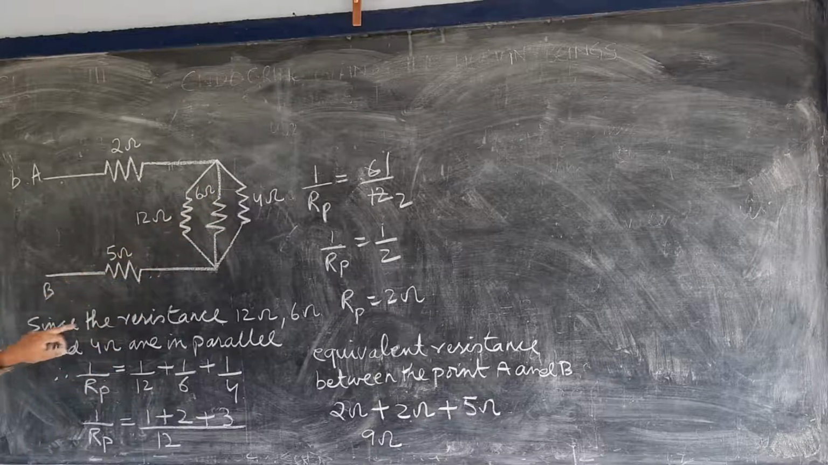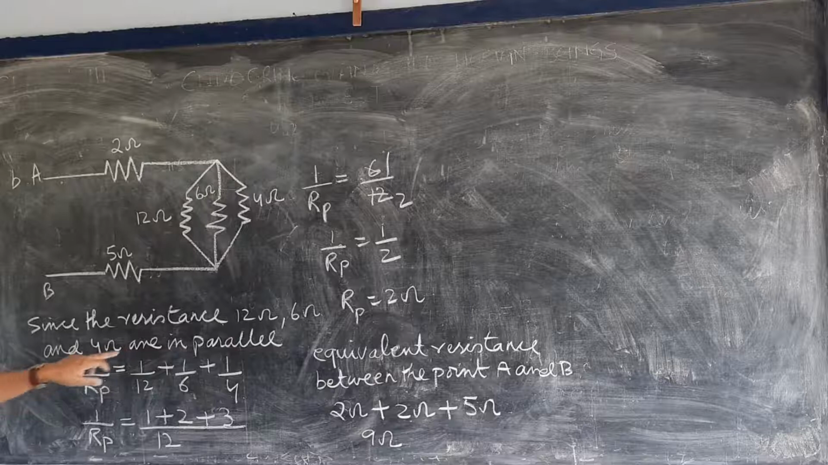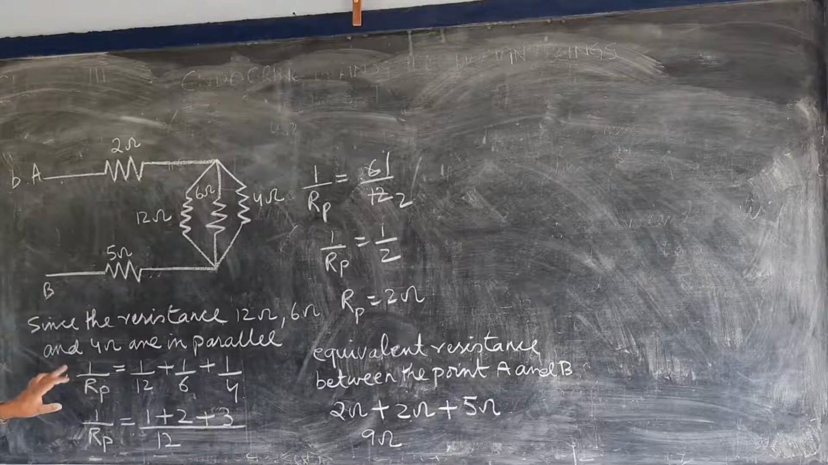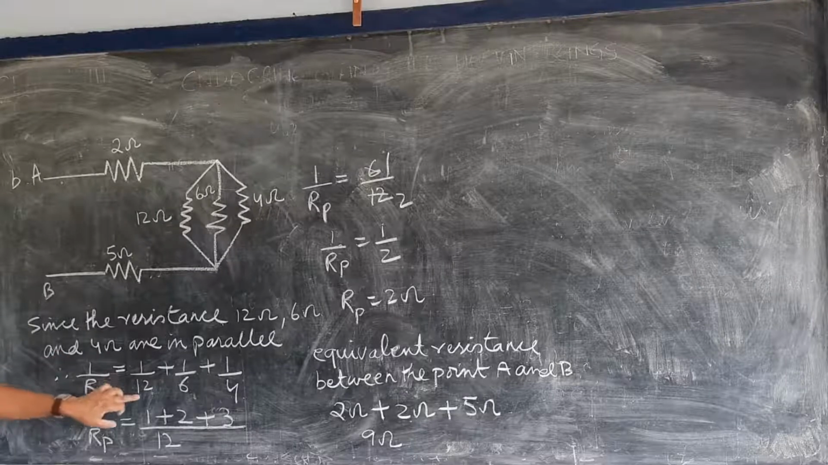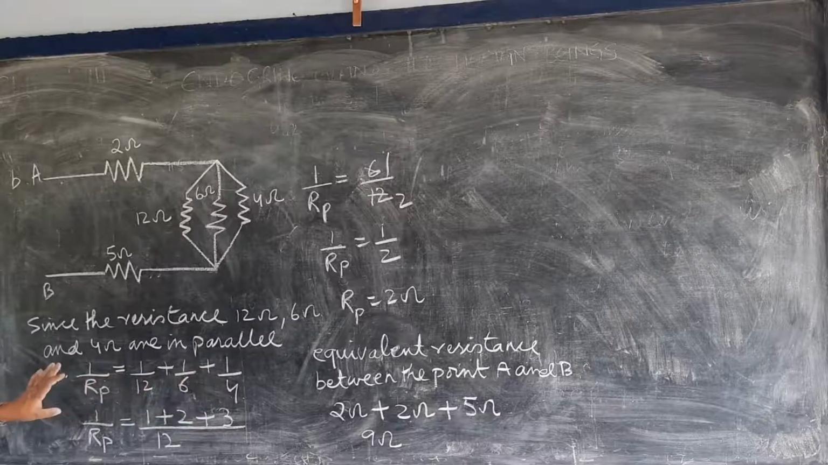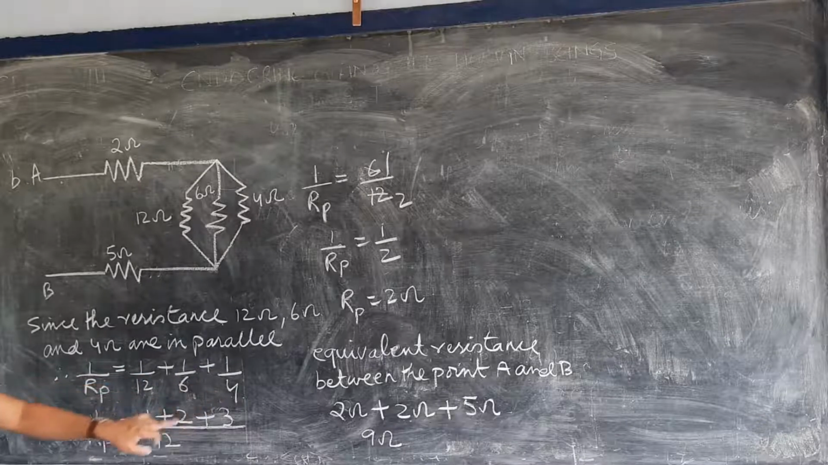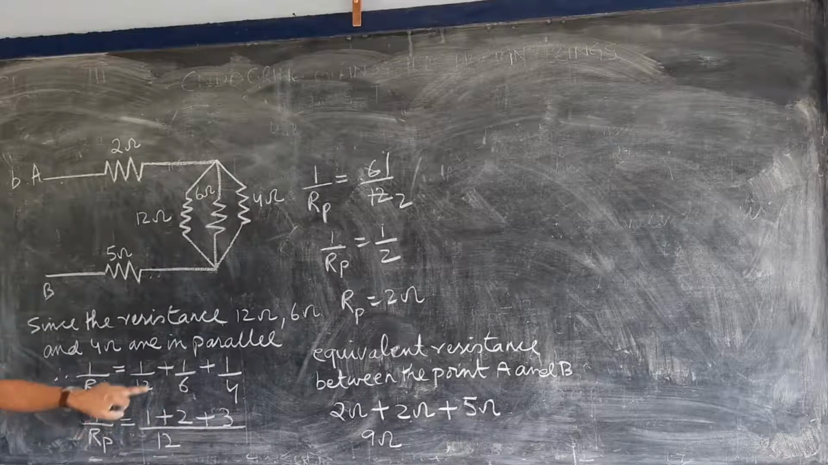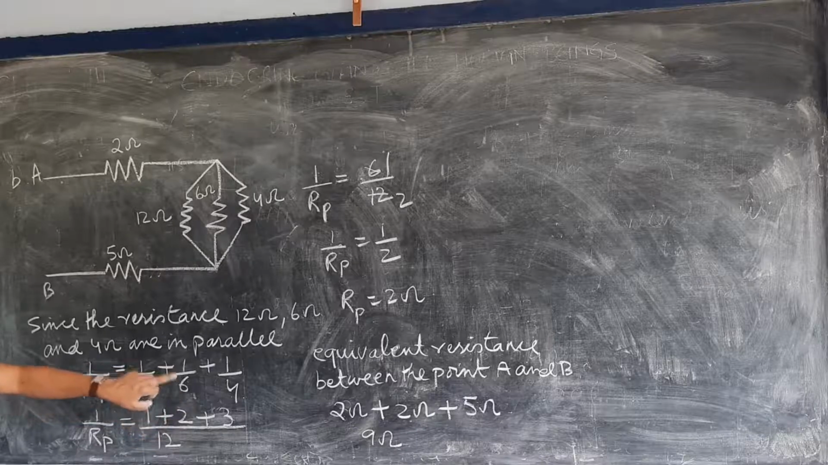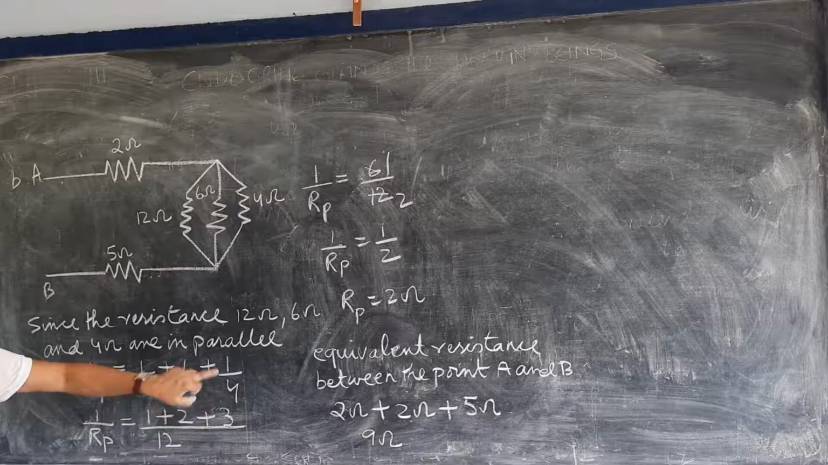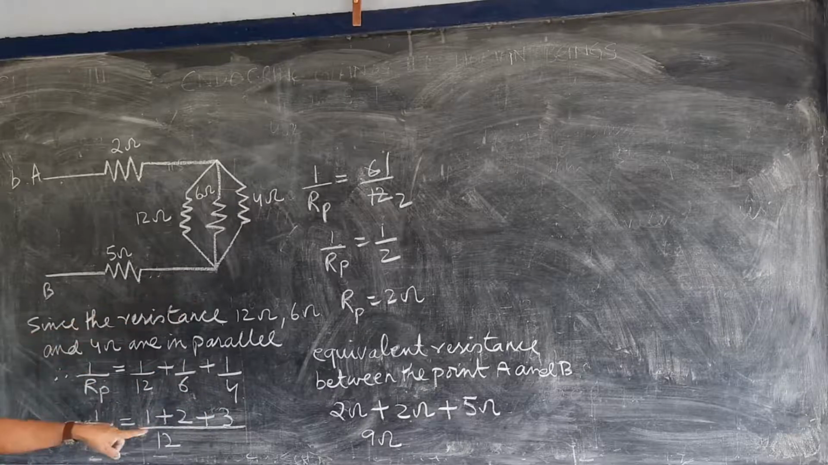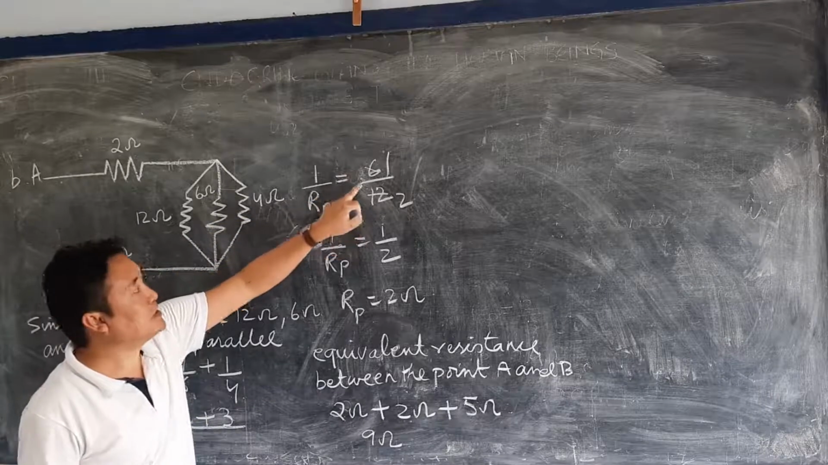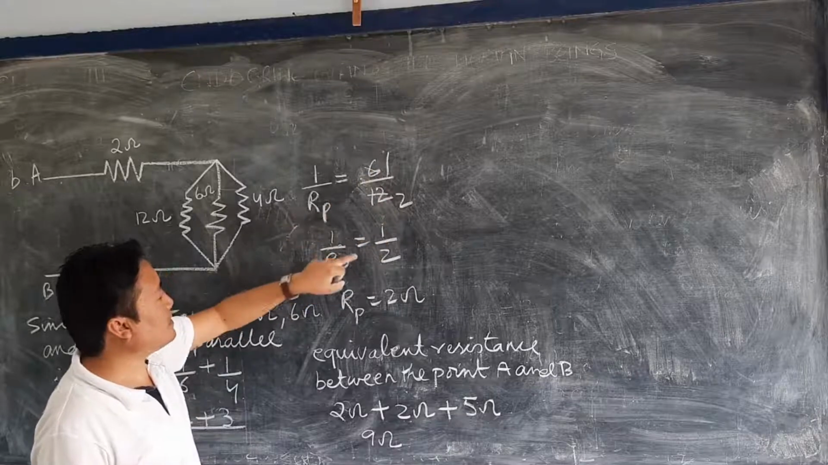Since the resistances 12 ohm, 6 ohm and 4 ohm are in parallel, 1 upon Rp, where Rp means equivalent resistance, equals 1 upon 12 plus 1 upon 6 plus 1 upon 4. Find the LCM of 12, 6 and 4; the LCM will be 12. 12 1s are 12, so 1 into 1 is 1. Plus 6 2s are 12, so 2 into 1 is 2. Plus 4 3s are 12, so 3 into 1 is 3. Now add: 1 plus 2 is 3, 3 plus 3 is 6. So 1 upon Rp equals 6 divided by 12. 6 1s are 6, 6 2s are 12, so 1 upon Rp equals 1 by 2.